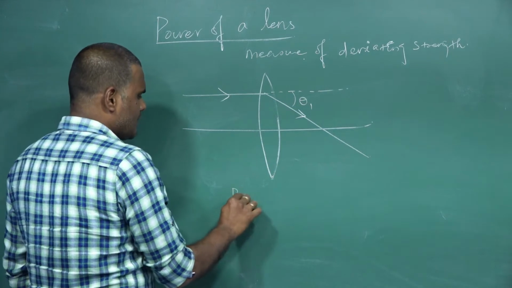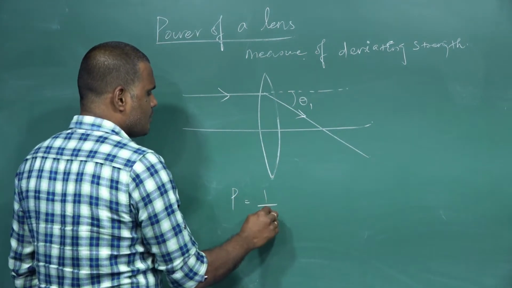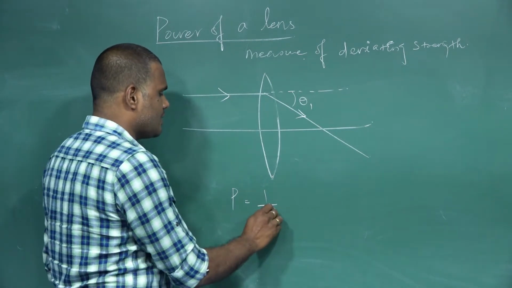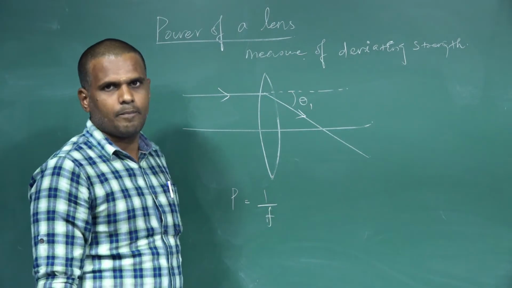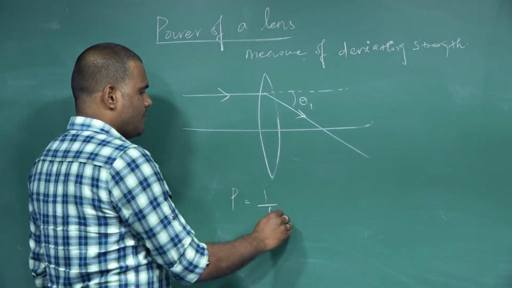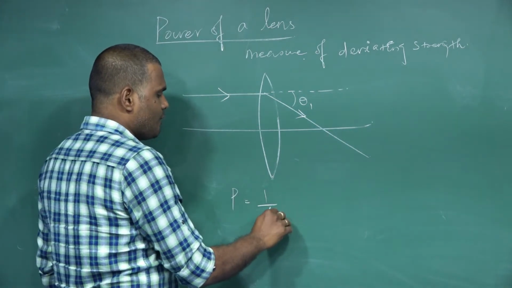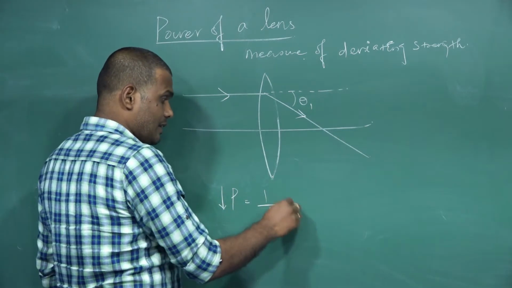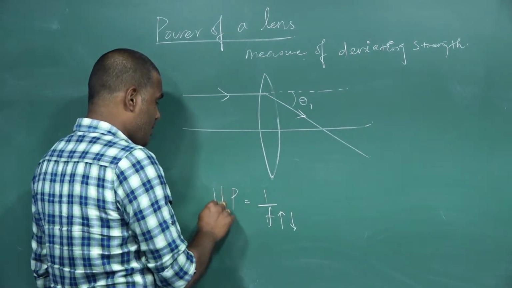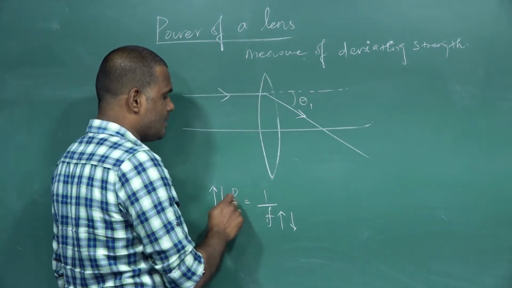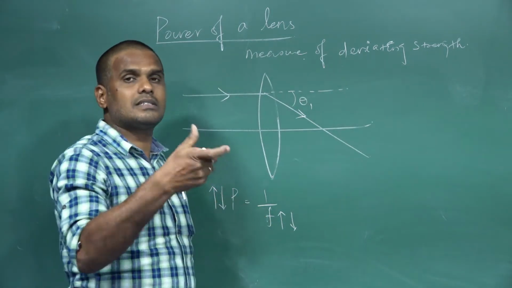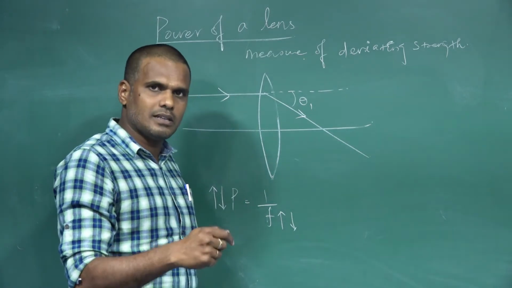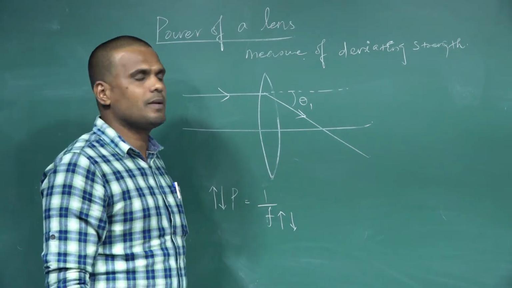In other words, we can say the power of a lens is inversely proportional to the focal length of the lens, or the power of a lens is the reciprocal of its focal length. What does this mean? If the lens has a greater focal length, the power of the lens is less. If the focal length of the lens is less, then the power of the lens is more. So the power of the lens varies inversely with the focal length. Greater the focal length, lesser is the power of the lens. Lesser the focal length, greater is the power of the lens.